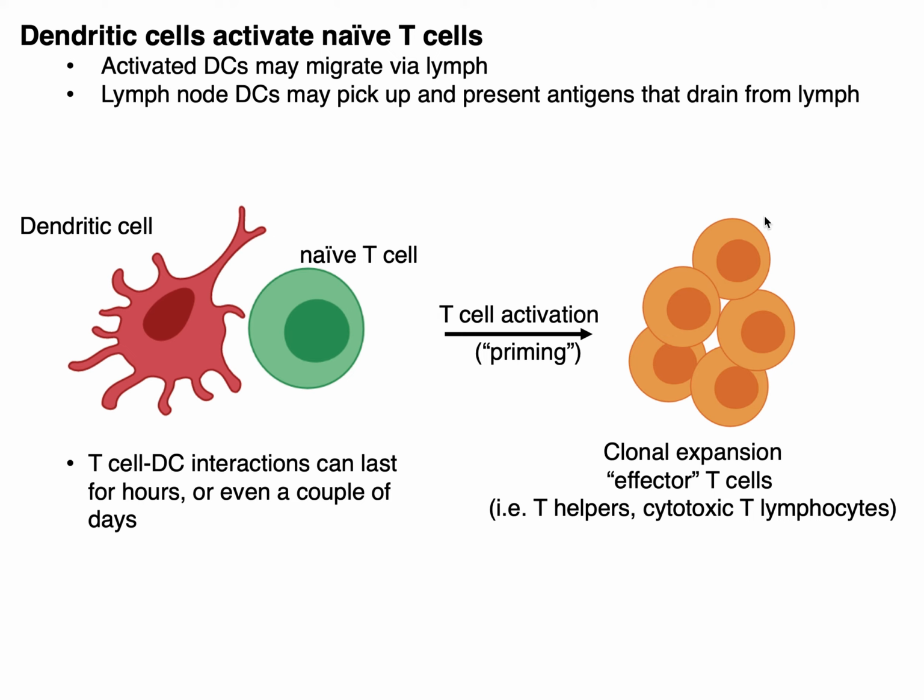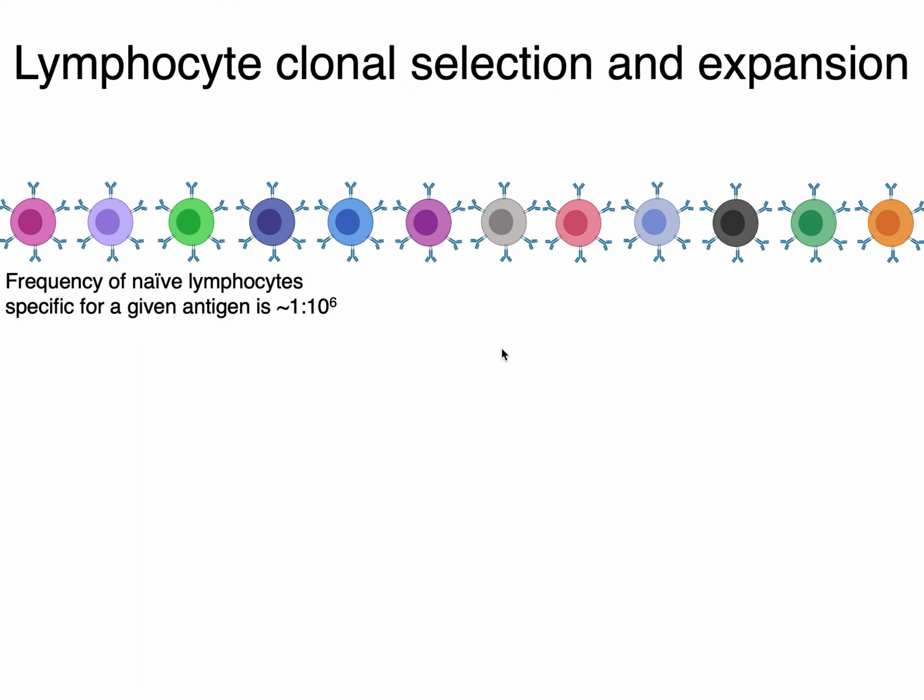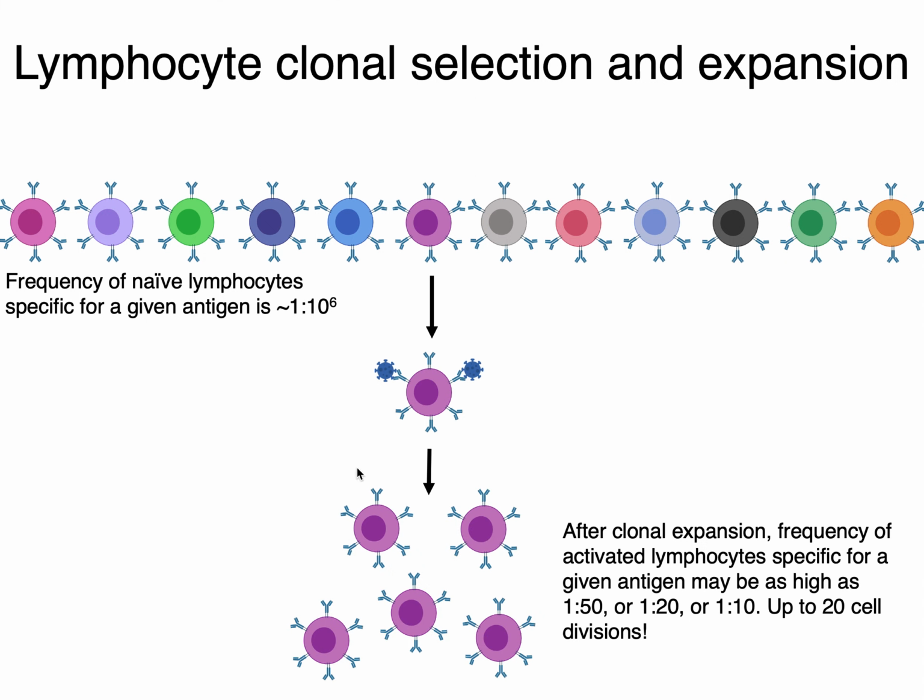And as these T cells divide rapidly and expand, they form effector functions. For example, we mentioned helper T cells and cytotoxic T lymphocytes. Another way to look at this is that the frequency of naive lymphocytes specific for any given antigen is quite low, usually about 1 in a million. But the process of activation within the lymph node allows those lymphocytes that are specific for any given pathogen to get activated and undergo this period of clonal expansion so that we can increase rapidly the frequency of lymphocytes that are specific for that foreign pathogen.